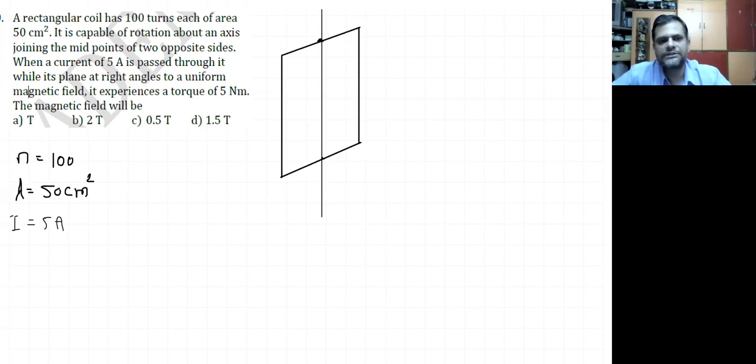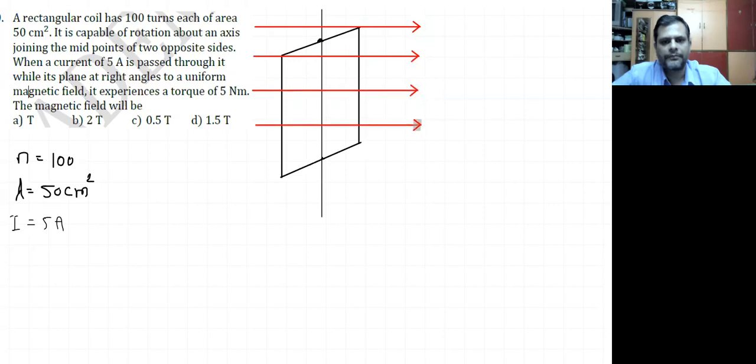So when its plane is at right angles to the uniform magnetic field, so the magnetic field is here going to be in the direction which is perpendicular to the plane of the coil here in this way. So this can be considered to be the magnetic field. Okay, तो ये जो है ये magnetic field lines है which is directed in this direction here. Okay, this is the magnetic field which is given to be perpendicular to the coil. Yes, so that means plane of the coil is at right angles to the uniform magnetic field and it experiences a torque of 5 Newton meter. Then the magnetic induction or magnetic field will be.